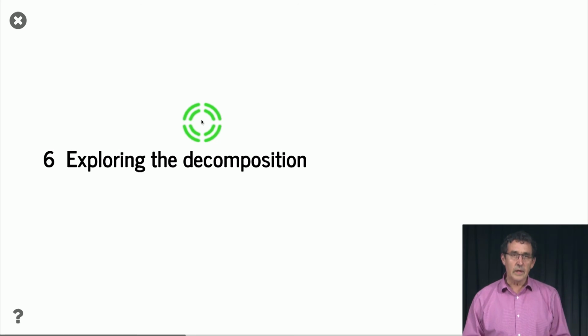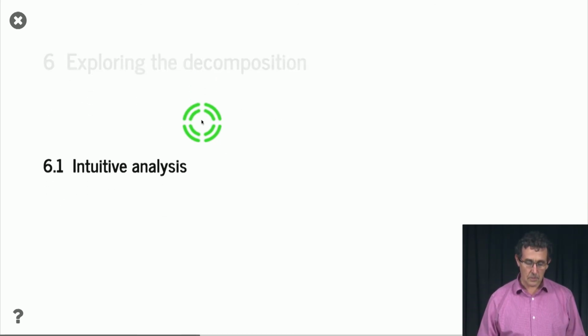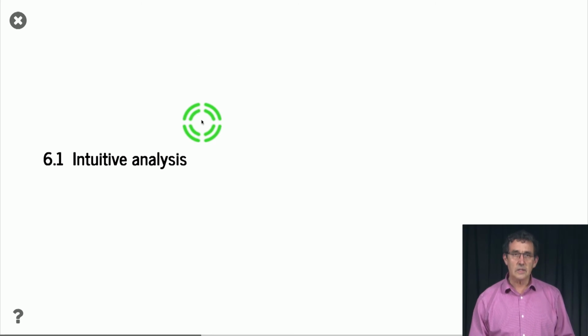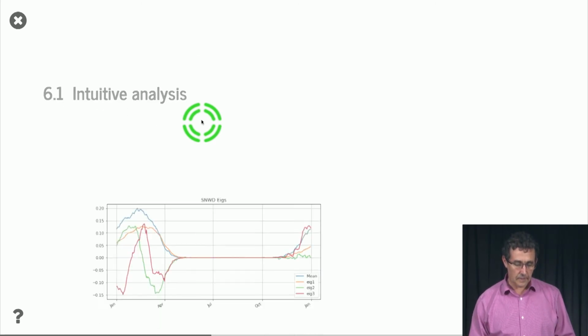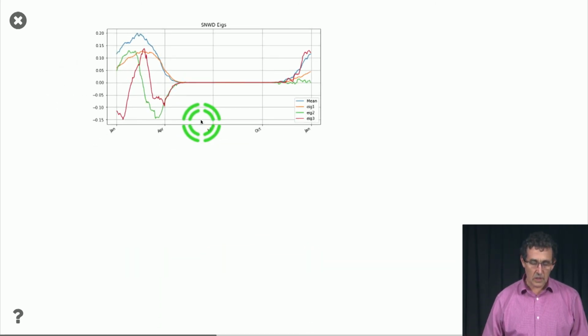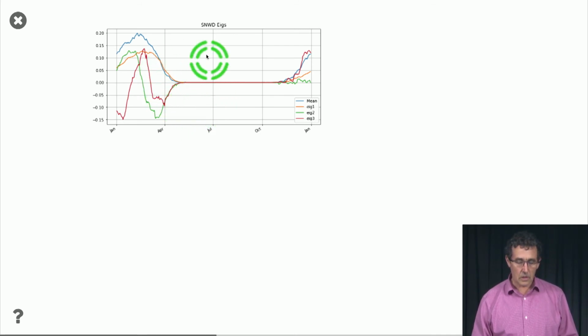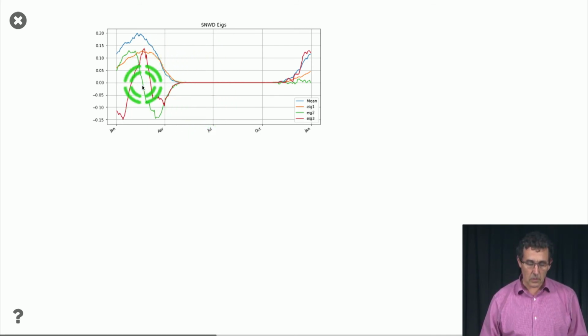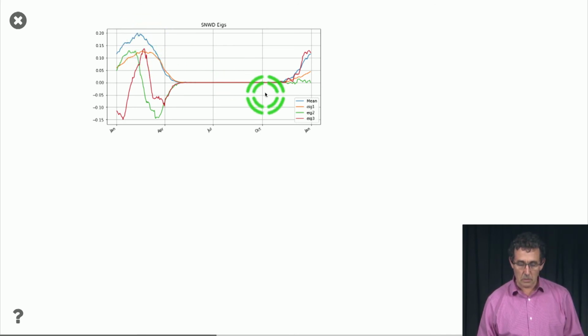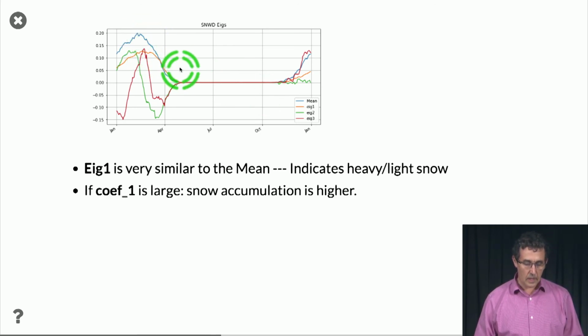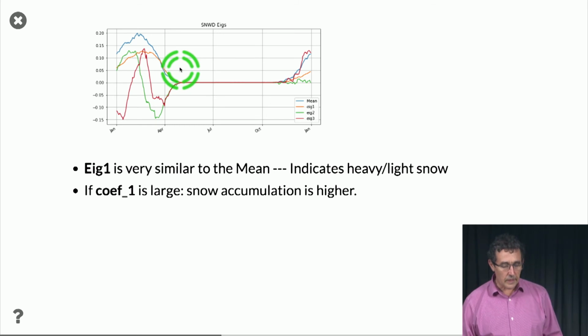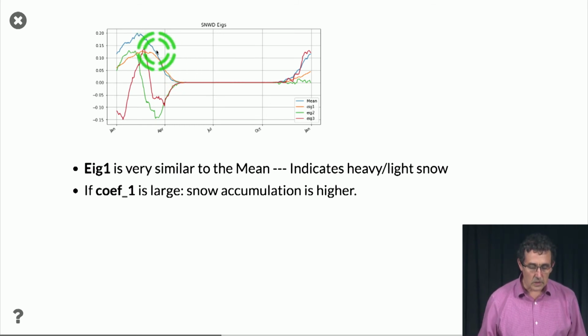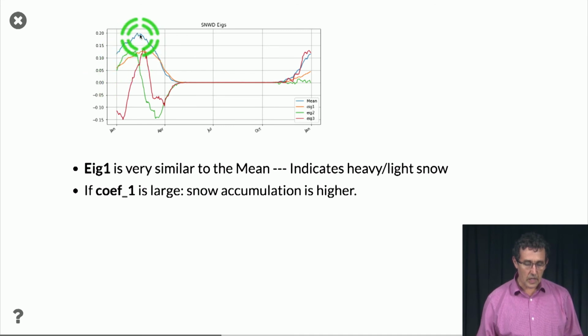Okay, so now what we want to do is explore the decomposition. So first, let's start with intuitive analysis. So we have here the vectors, the eigenvectors, and the mean. Okay, so the mean is the blue line, and we are going to basically just look at what this looks like. So the first eigenvector looks very much like the mean.